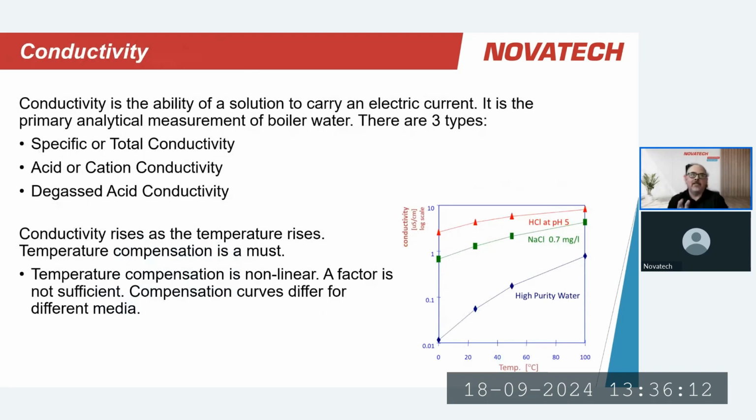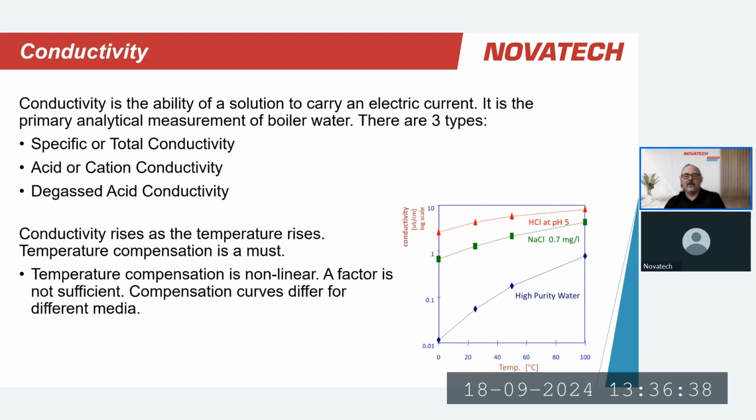Conductivity, let's spend a little bit of time on conductivity, because as I mentioned earlier, it is kind of the tell-all measurement when we're talking about water quality. And that's the reason why there's actually 3 different types of conductivity measurements that we can do. The definition of conductivity is the ability of a solution to carry an electric current. And it really is that primary analytical measurement.